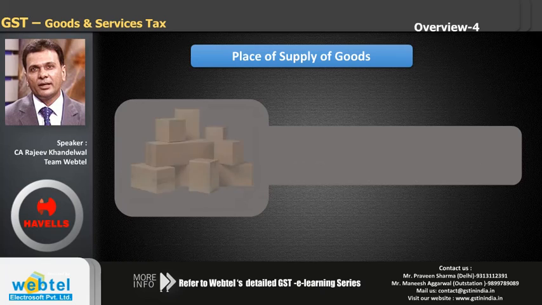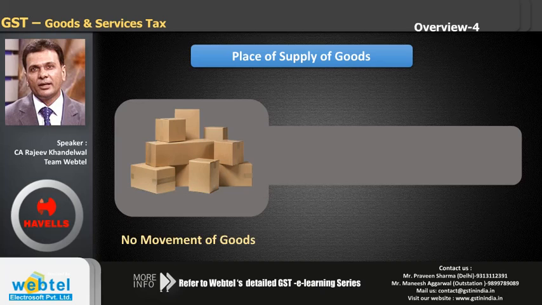And if there is no movement of goods, let us say the goods are already lying in the showroom, or the products are already there in the shop, then in that case, the location of such goods at the time of delivery to the recipient. When the delivery is being made to the consumer, then the place where the delivery is made, that is the place of supply.